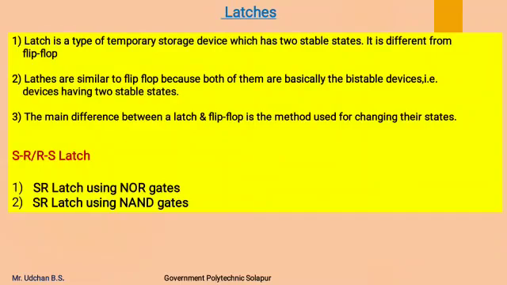Now next we will see the latches. It is a type of storage device which has two stable states. It is different from a flip-flop, but latches and flip-flops are similar because both of them are basically bistable devices, that is, devices having two stable states. The main difference between latch and flip-flop is the method used for changing their states. We will see the methods used for latches and flip-flops in the next lectures.